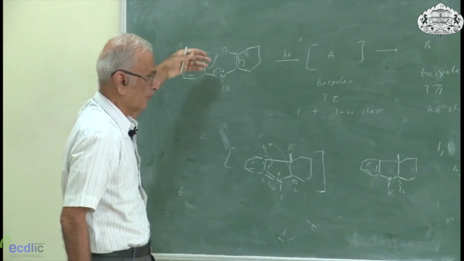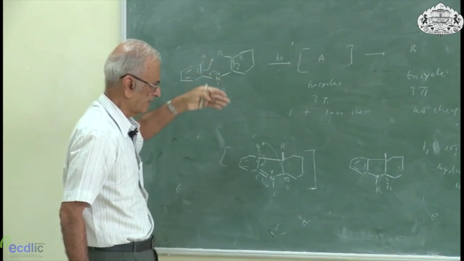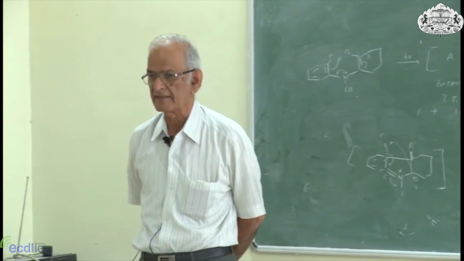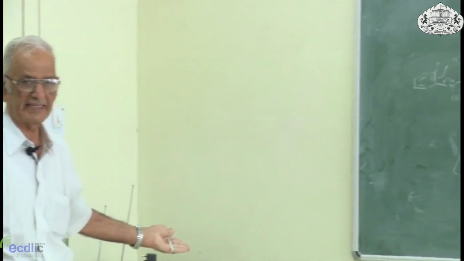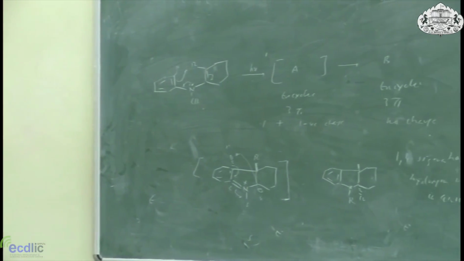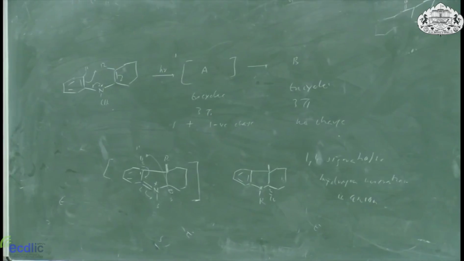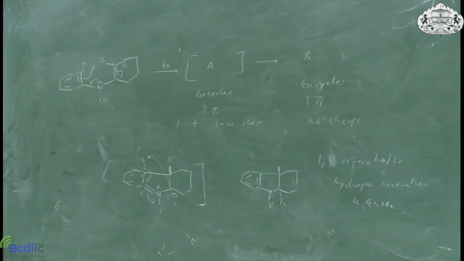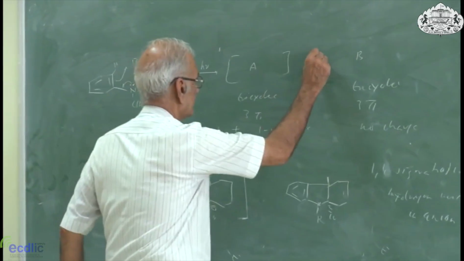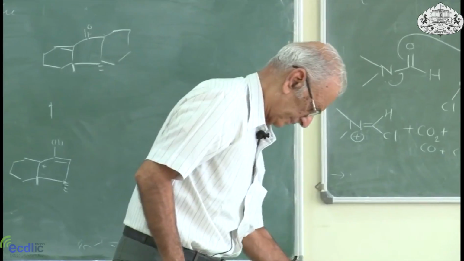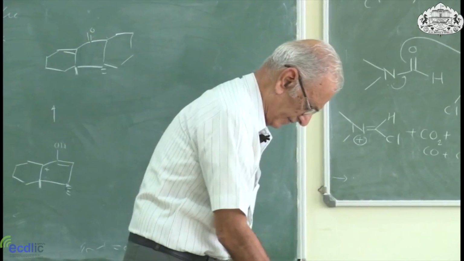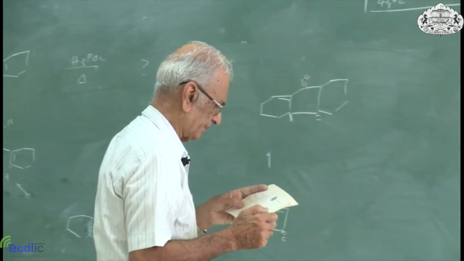So, that is the first step. You are going from a very stable aromatic system to a non-aromatic system. That is why you can't do it thermally, you have to do it photochemically. And in your second step, you go from an unstable non-aromatic system back again into a stable aromatic system. That reaction is your thermal reaction. Okay. All right. Let us look at our next example.